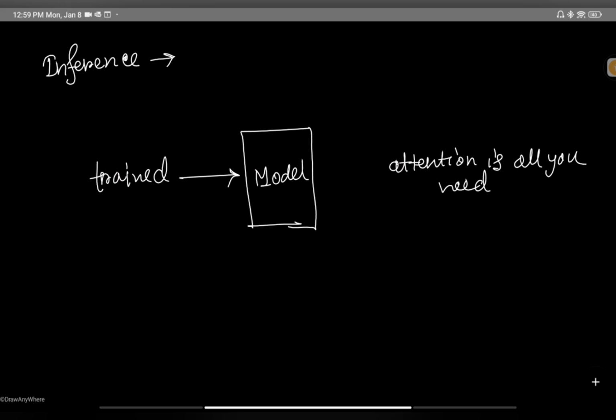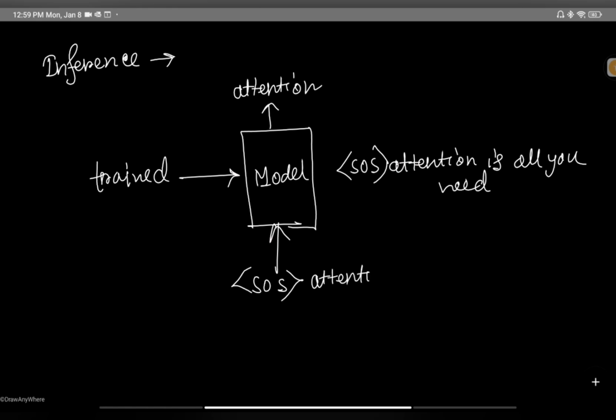So how it happens in next word prediction is, at first we feed a start of sentence token to the model, and we expect the model to produce the output "attention." Then we add this to the input. Attention is added here, this is fed to the model, and the model now produces "is" as the next token. "Is" is again added back to the input prompt, or the input context, and now we expect the model to produce "all."